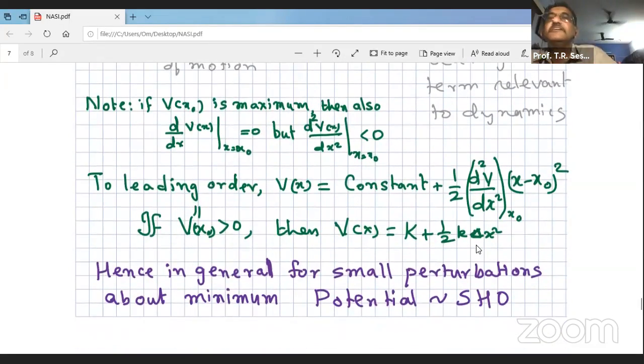Okay, so I've just explained here that if V of x naught is a minimum, not maximum. The third term is d2V by dx square. I have forgotten to write dx square there. It should be dx square.